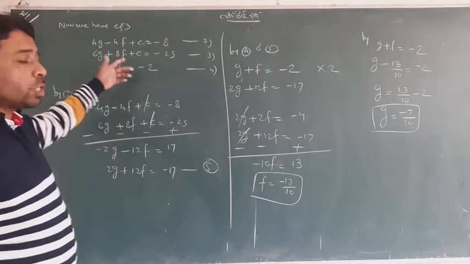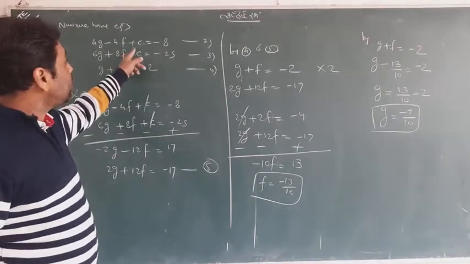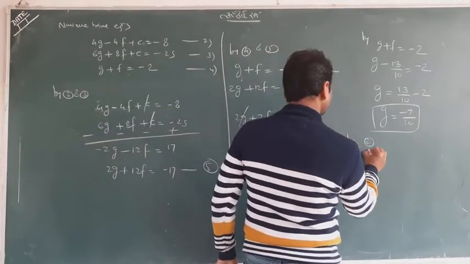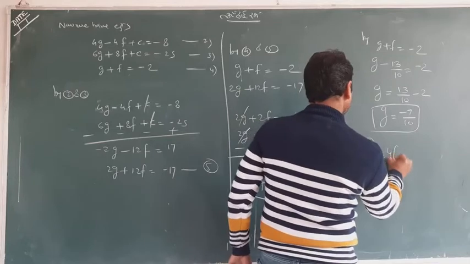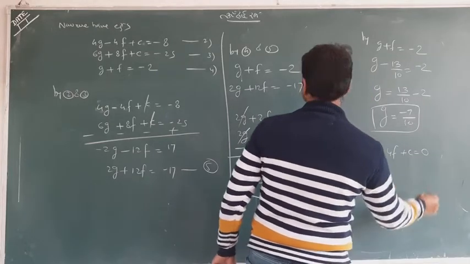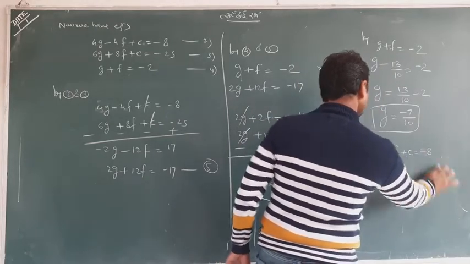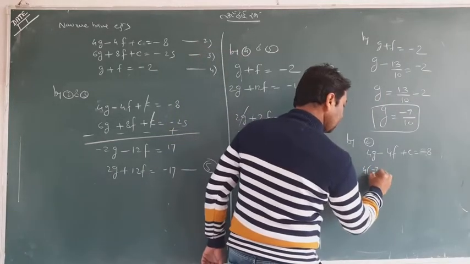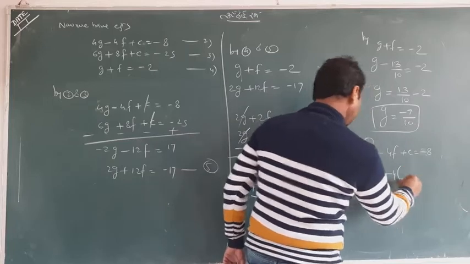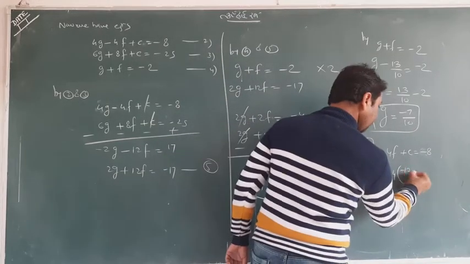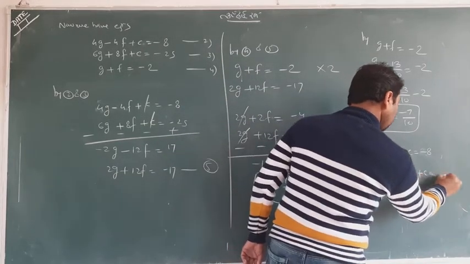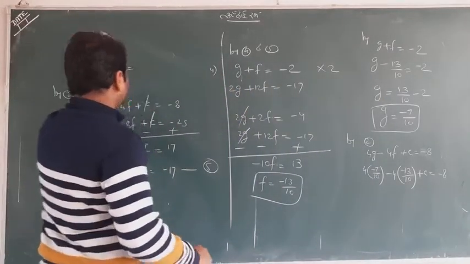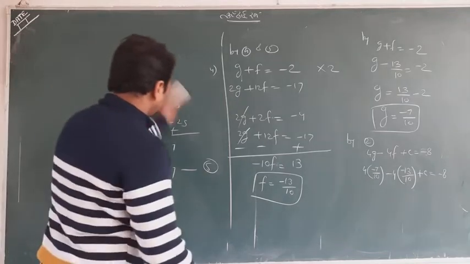So G and F are found; after getting these 2, you can choose any equation which will give you C. So in the first, second or third, suppose I am taking equation number 2: 4G plus 4F plus C is equal to minus 8. Put here G meaning minus 7 upon 10, F meaning minus 13 by 10, and C equal to minus 8. We have already got the values here.